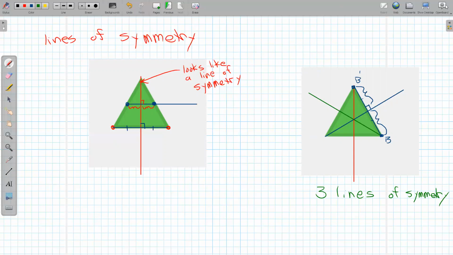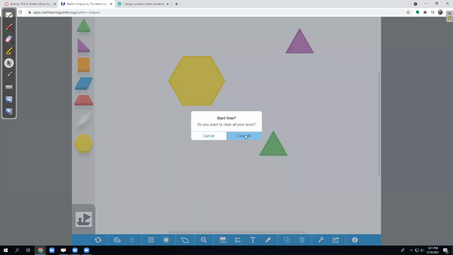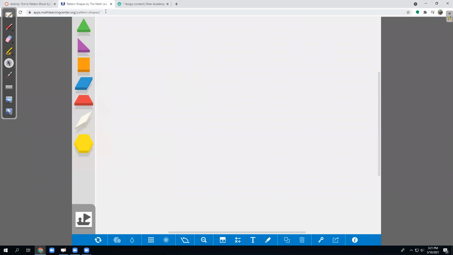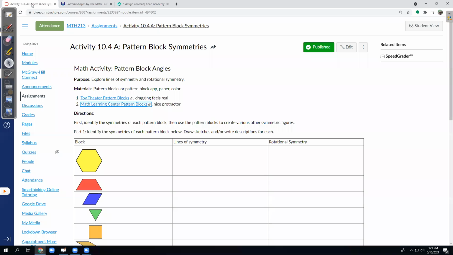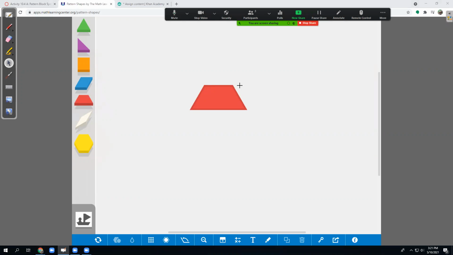Let's try another figure. Let's clear some space here. I'm at the pattern block app here. I can put that in the video description for those of you in the future. Let's try the hexagon and look for lines of symmetry on it. And so we'll try to draw some lines that are and are not lines of symmetry.